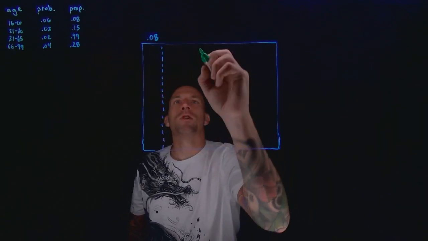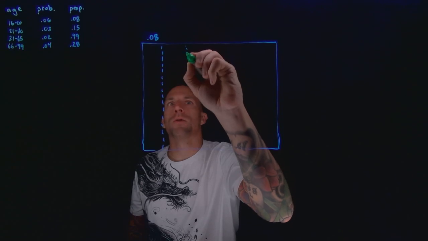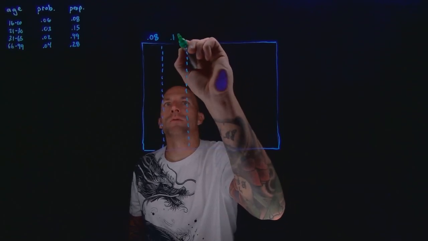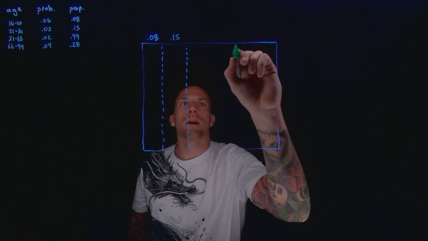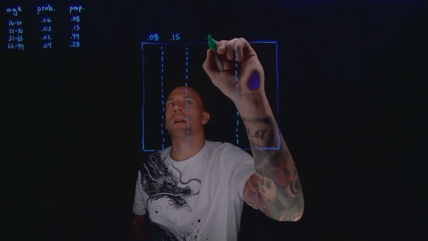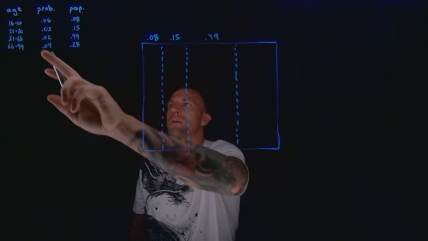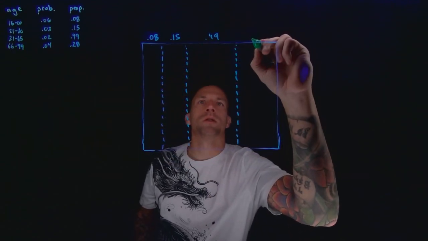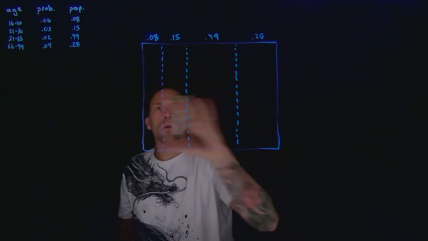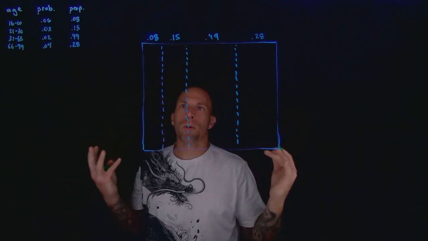And then we have 15% for the 21 to 30-year-olds. This isn't going to be quite to scale, but this is 15% of our area. And then maybe we'll do a little bigger one here. 49% of the area represents the 31 to 65-year-olds, and then the 28% lives over here. So that's vertically. And then horizontally, I'm going to put in the probability of accident.